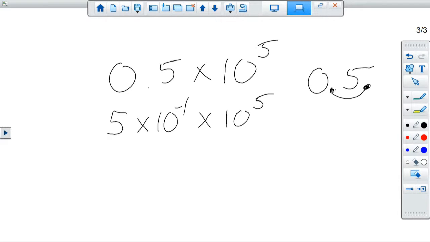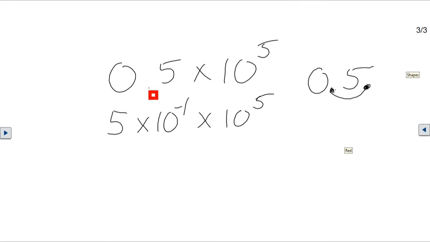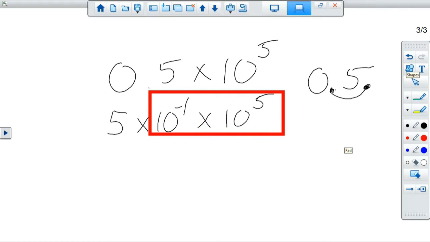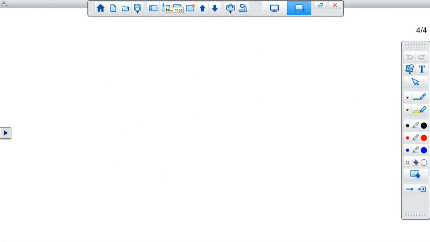Now I want to combine my powers of 10 together. So I want to take these two things and combine those. I've got my first number right. It's at least 1 and less than 10. 10 to the negative 1st times 10 to the 5th. Again, our rule with multiplication is we add our exponents. So negative 1 plus 5 is 4. Okay, let's look at one more example of that, and then we're going to look for a pattern.